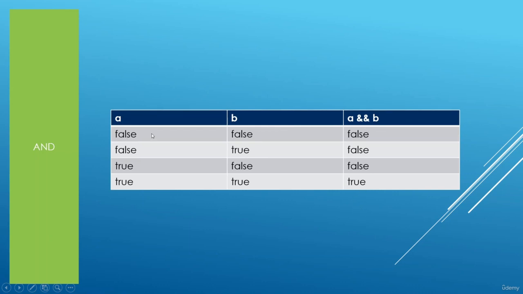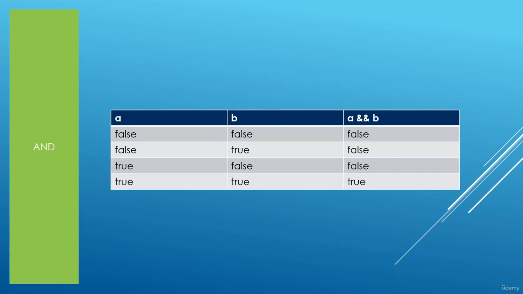So if A is false and B is false, and we do A and B, the result is going to be false. If A is false and B is true, the result is going to be false. If A is true and B is false, the result is going to be false. If A is true and B is true, the result is going to be true. The way you can think about this AND operator is that if any of the operands is false, the result is going to be false.